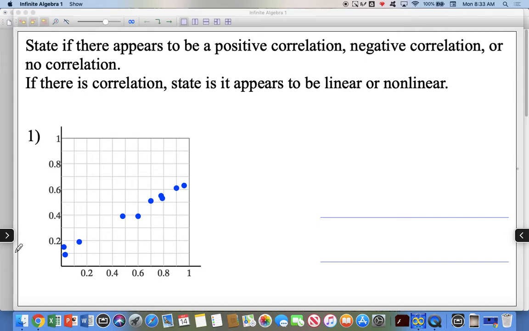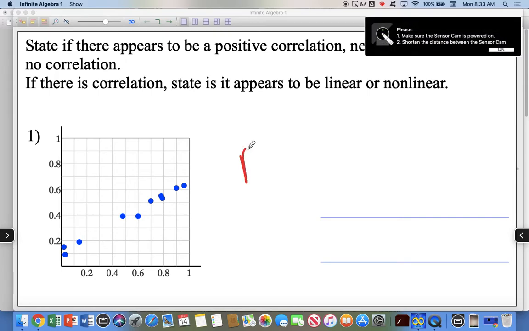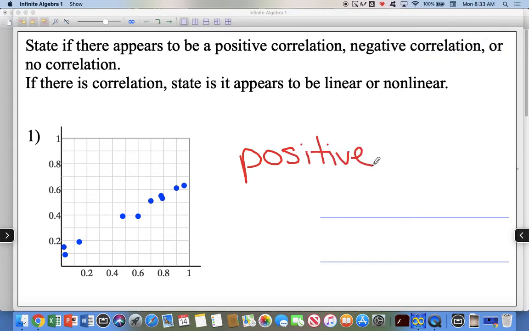So if we look at this first example, what would you guys say? Is this positive, negative, or no correlation first of all? All right, so we would say positive. All right, now this one does have correlation. It's going uphill. Would you guys say this is linear or not linear? I'm going to say for the most part, all of these points are going uphill in a straight line, so then we would say that this one is linear.